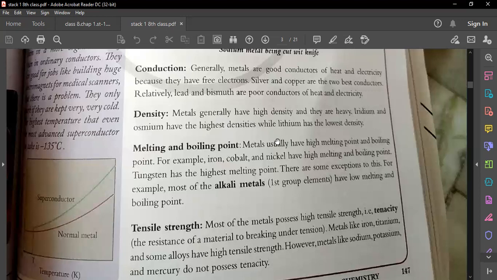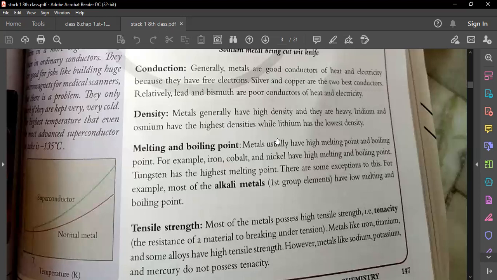Next, tensile strength. What is the meaning of tensile strength? Sir, how much they can be stretched and they will not break. The maximum load bearing capacity without breaking, right? Yes, sir. Or you can say simply the resistance of a material to breaking under tension.